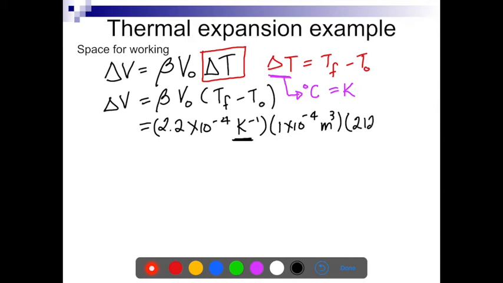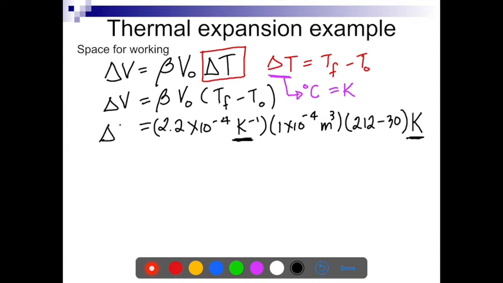That's 212 for the final temperature minus 30 for the initial temperature. But since we are getting the change in temperature, I will write down the unit for the change in temperature in Kelvin. Because again, when we're talking about change in temperature, the change in temperature in Kelvin is equal to the change in temperature in degrees Celsius. Okay. Note now that our unit for temperature is consistent in this equation. Both of them are given in Kelvin.